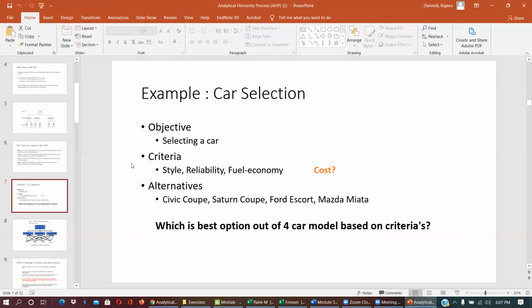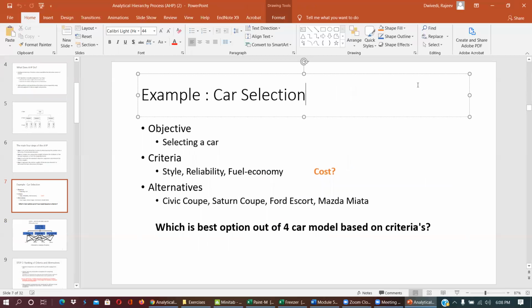A very simple example: we would like to buy a car. Criteria are based on three aspects: style, reliability, and fuel economy. A fourth is cost, which will be done later. The alternative options you have are Civic, Saturn, Ford, and Mazda. These are the four cars. Based on style, reliability, and fuel economy, which is going to be your first preference, second, third, and fourth? So we are going to do the decision making.